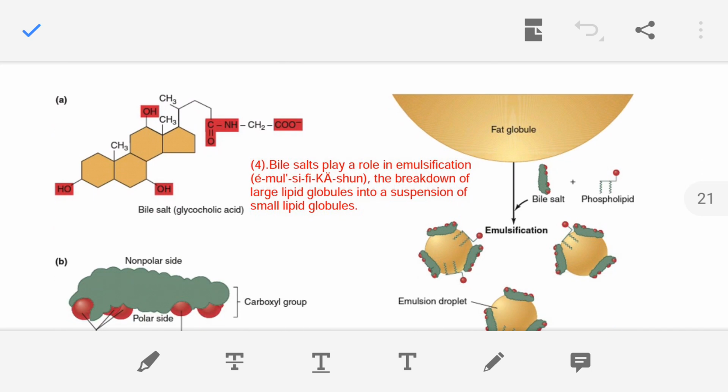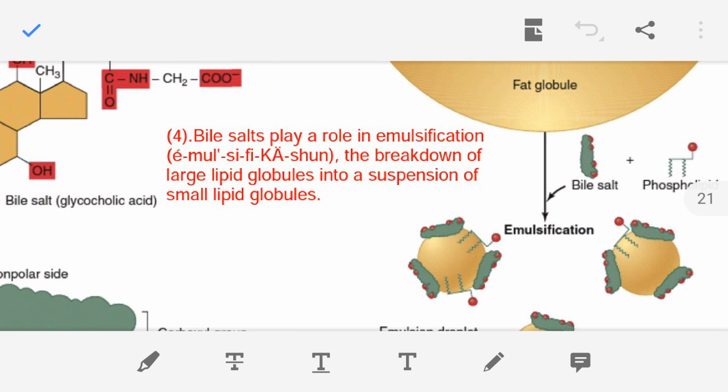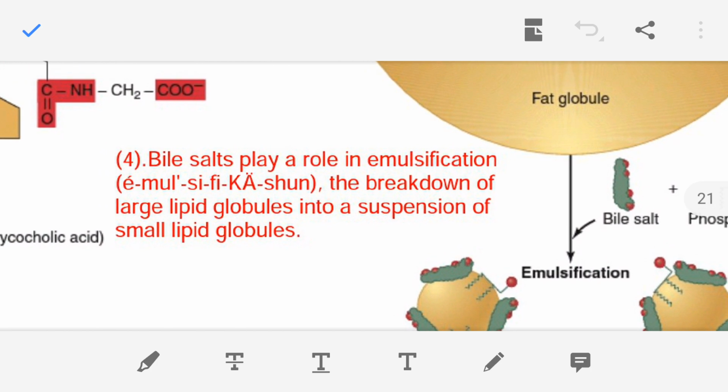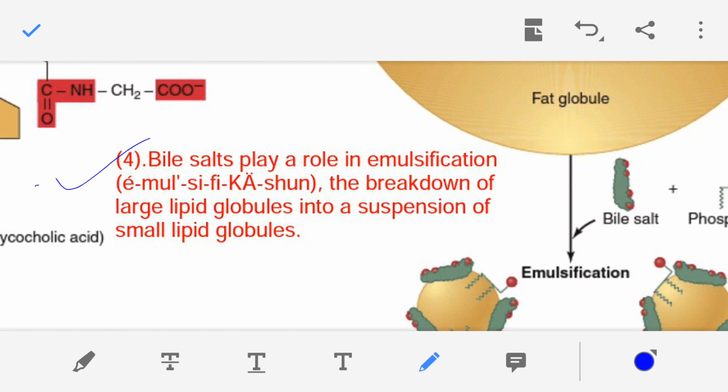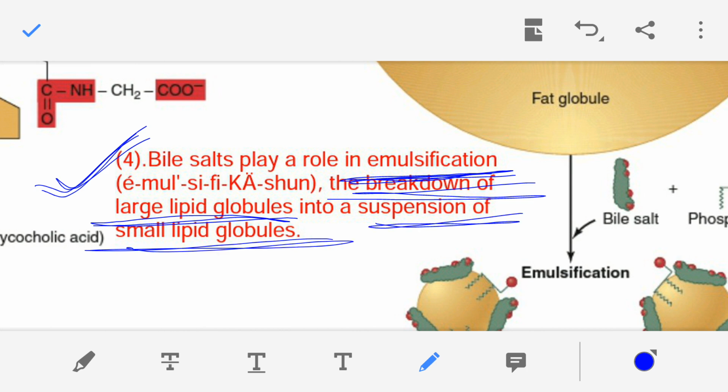Now moving on to the fourth point. In the fourth point, bile salt. Now what is the role these bile salts are playing? They are participating in lipid digestion, the first process of lipid digestion, emulsification. What is happening in emulsification? Large lipid globules are broken down into a suspension of small lipid globules.